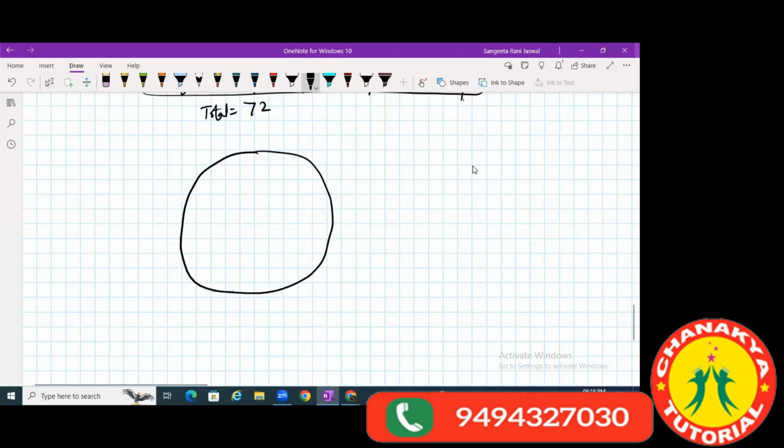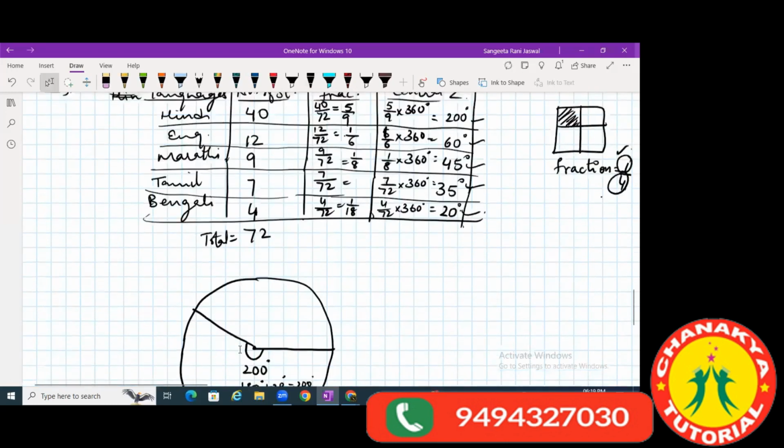If I make a circle of any radius and I take a diameter of this, the diameter passes through the center. That means this angle is 180 degrees. If you just erase this part, and you take 20 degrees more on 180 degrees, you will get 200 degrees. 180 plus 20 will be 200 degrees, no? Using your protractor. Okay, so this is 200 degrees.